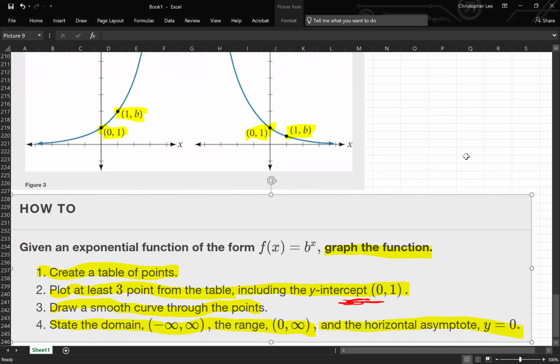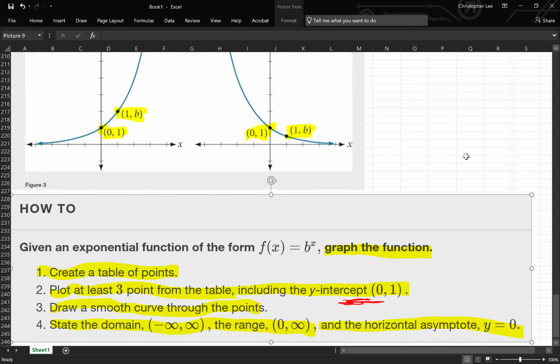Step 1, create a table of points. You don't have to do every single point, just create a table of points. My favorite numbers to plug in for x: -3, -2, -1, 0, 1, 2, 3. Those are my favorite. Plug them in, those are your x's, get your y values, boom.